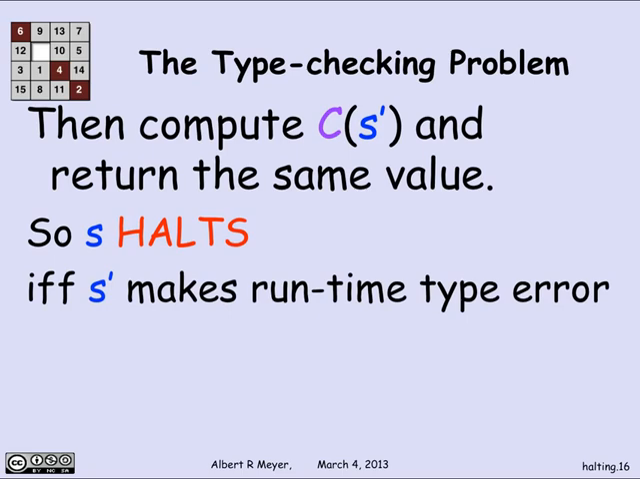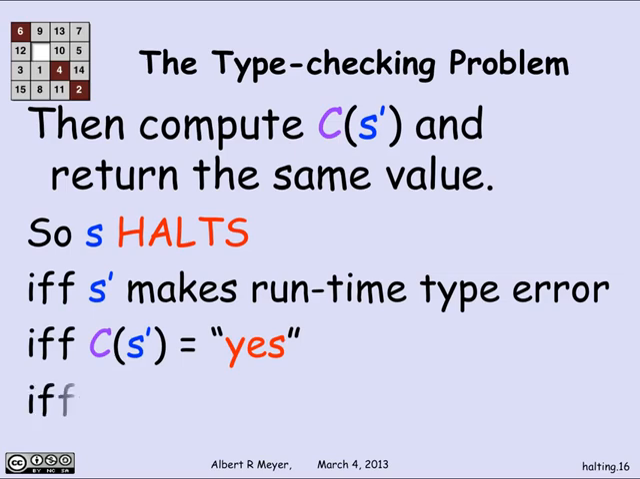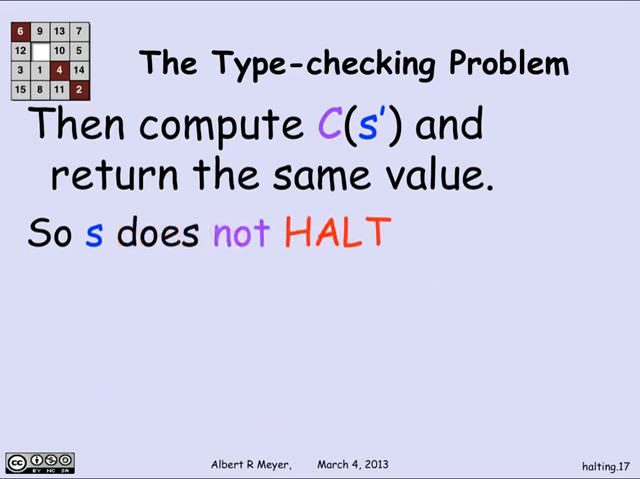Because remember, the interpreter, which is what S prime was behaving like, was watching what S did, simulating what S did, and if S was going to halt successfully, S prime makes a runtime type error. That means that C is going to say yes to S prime. Yes, it has a runtime type error, and by definition of H, that means that H of S says yes, because H of S constructed S prime and fed it to C.